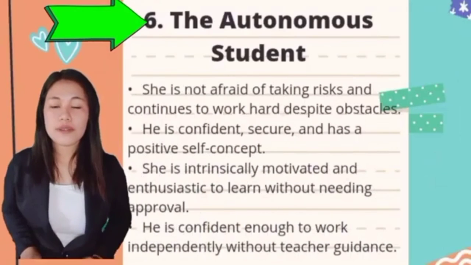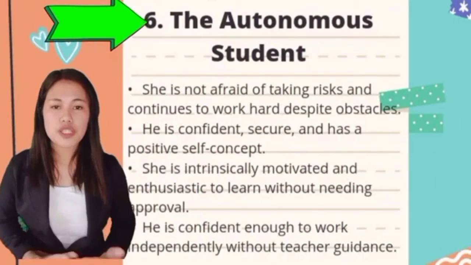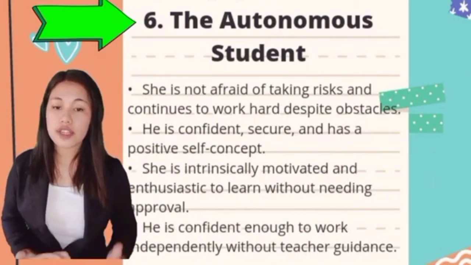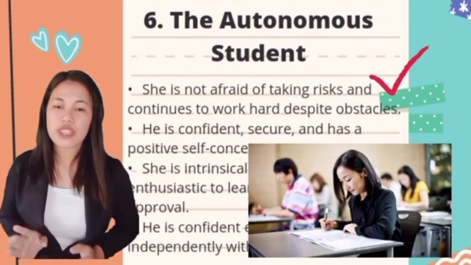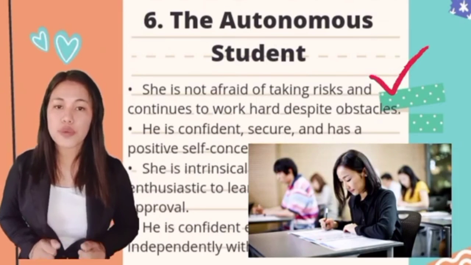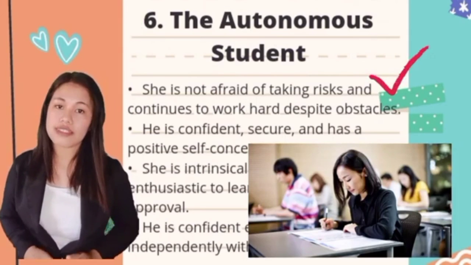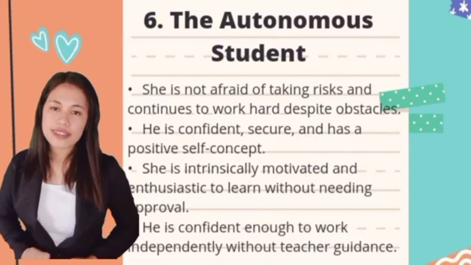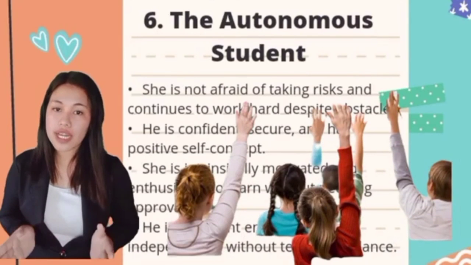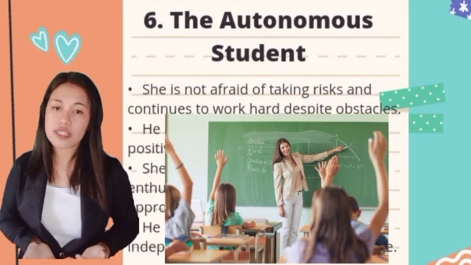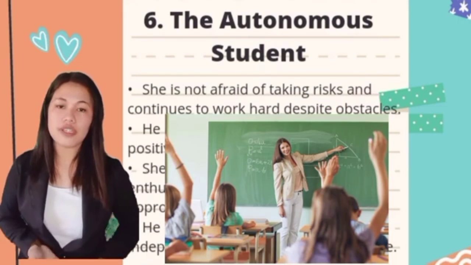6, the autonomous student. You will be able to know if it is an autonomous student if, first, not afraid of taking risks and continues to work hard despite obstacles. A student is eager to learn no matter how hard and challenging the obstacles he or she may encounter.